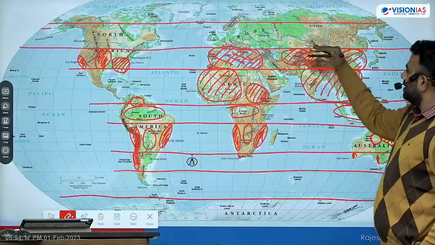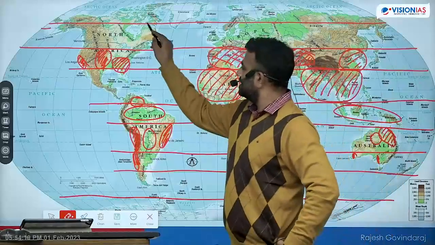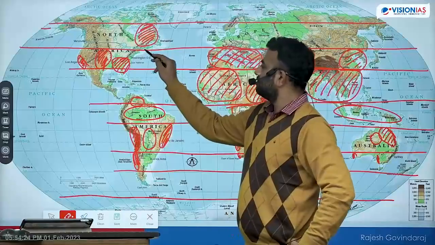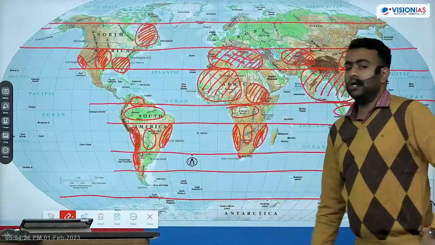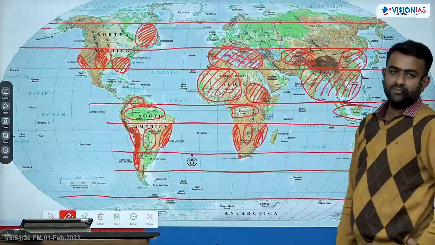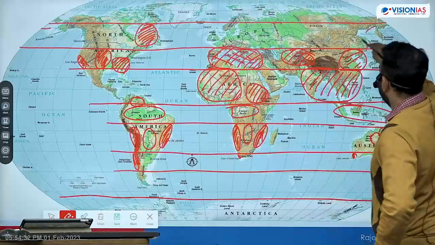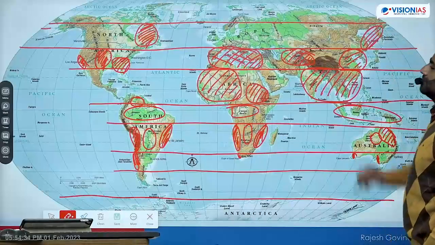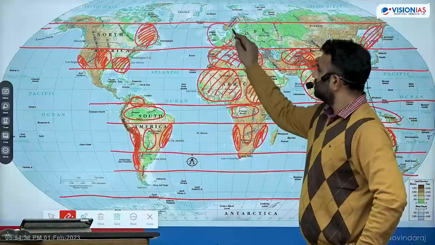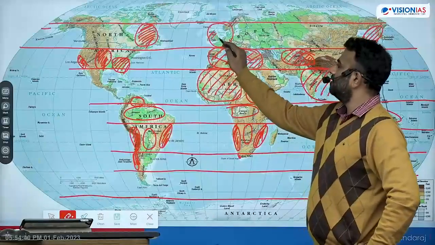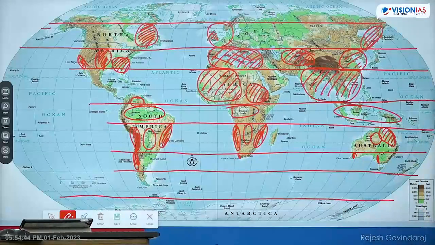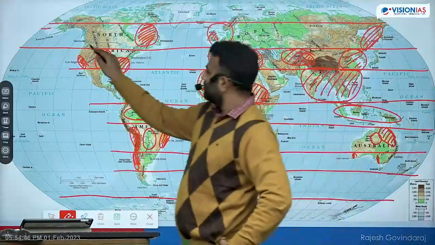Cool temperate eastern margin, which is this region of Canada, Laurentia. It is called Laurentian type of climate. Here also you will find Laurentian type of climate. Cool temperate western margin is, which is this island? British. It is called British type of climate. You will find British type of climate here also.